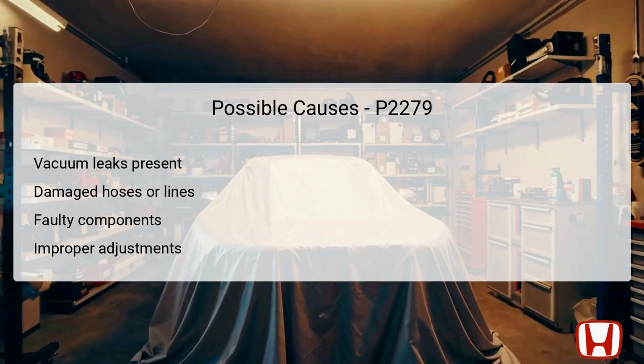There are several possible causes for DTC P2279, primarily focused on leaks in the intake air system. Vacuum leaks can occur at various components, such as the PCV valve or the hose leading from it, potentially allowing excess air into the system. Damaged hoses or lines connecting these components can also lead to leaks. Faulty components, such as the throttle body, can disrupt airflow, affecting engine performance.